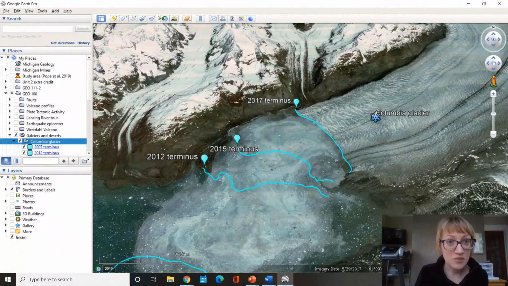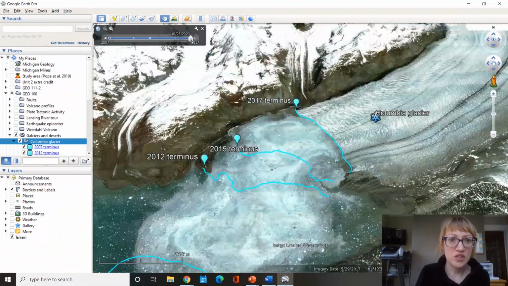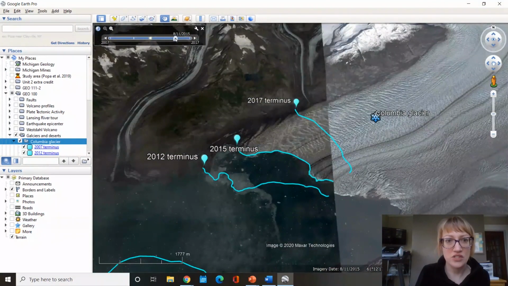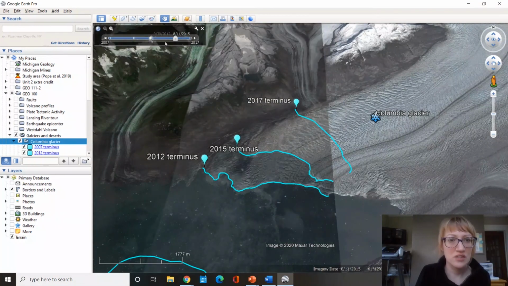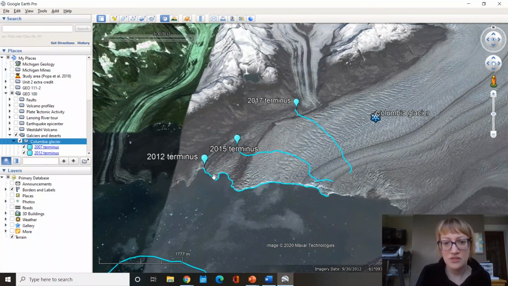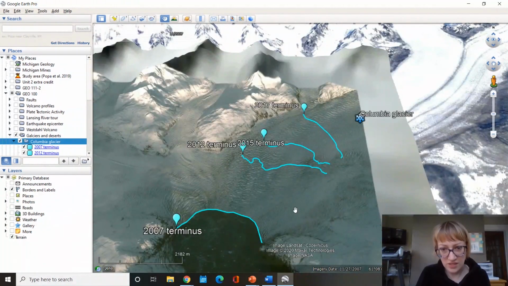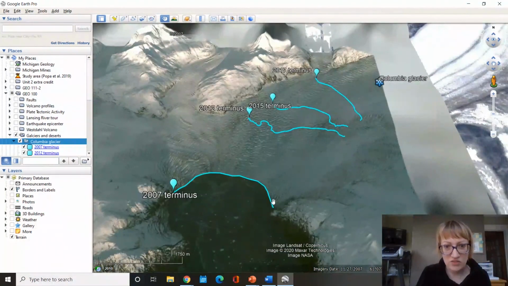So basically what I did was I went to this back in time button at the top, and I can actually look at previous images of the glaciers. This is back in 2015, and I just created a path where I traced the end of the glacier. 2012. So this is 2007. Right, so that's how I got this terminus here.